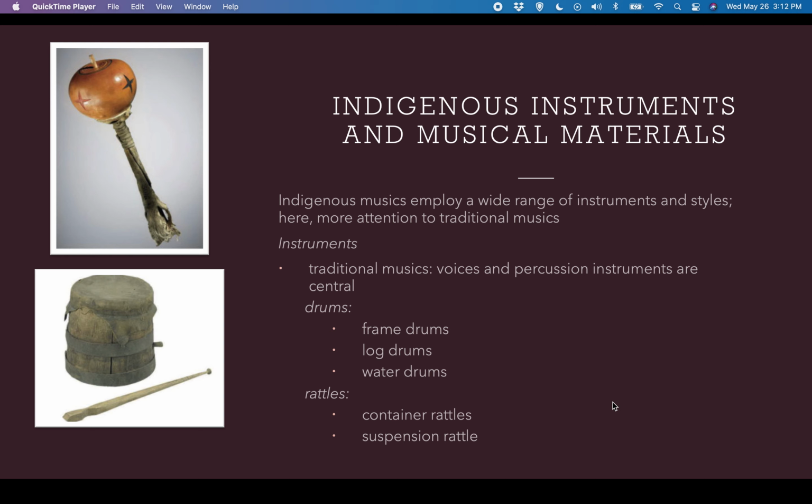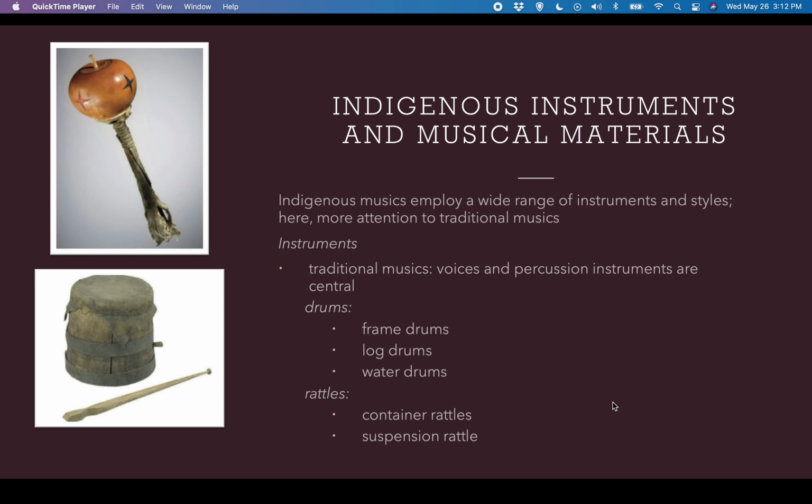Another type of percussion instrument is a rattle, and two types here. The container rattle is a container. It's filled with small hard objects, and these are made from gourds, wood, bark, hide, bones, horns, or turtle shells. And the choice of material for the rattle often has ceremonial significance. A suspension rattle is objects strung closely together to hit each other. And these are made from hooves, bones, or claws. And these are often part of dance outfits, such as the jingle dress dance.